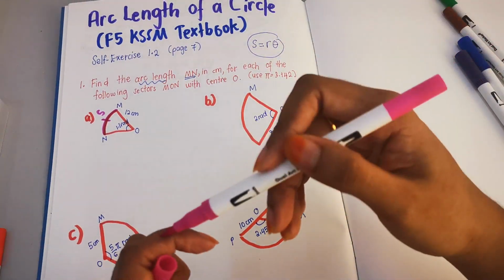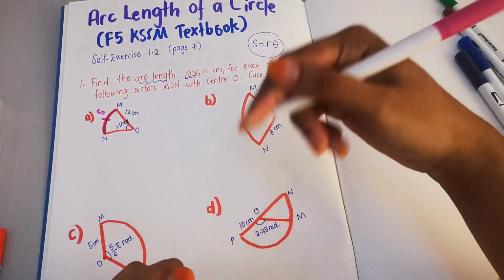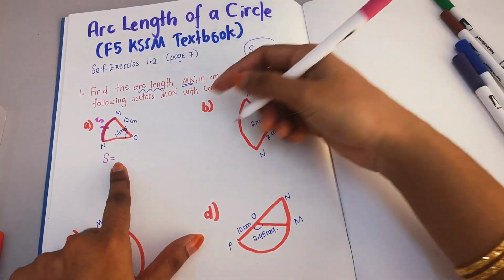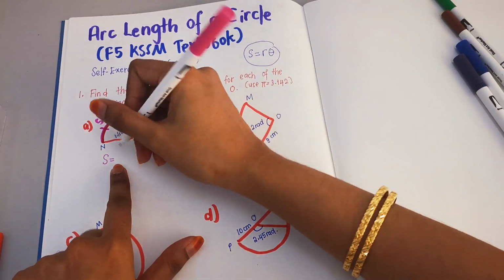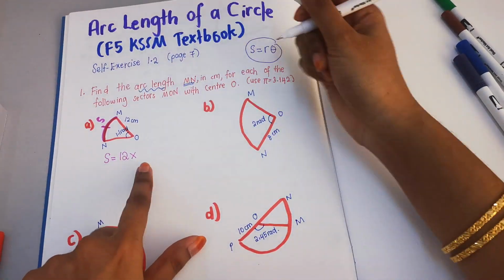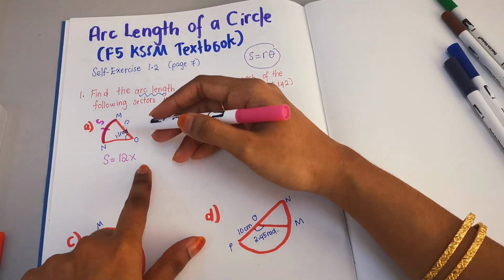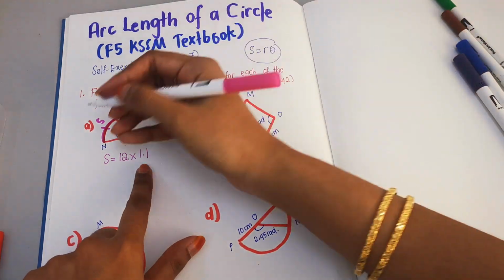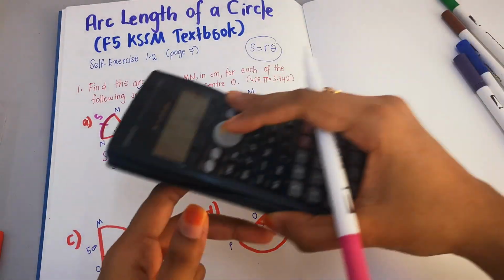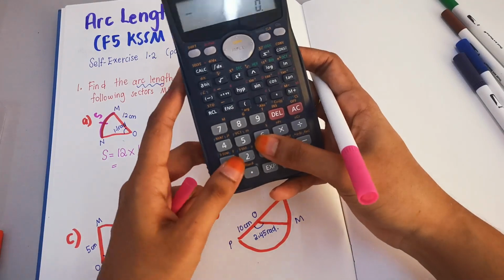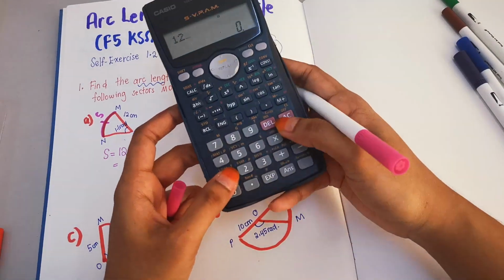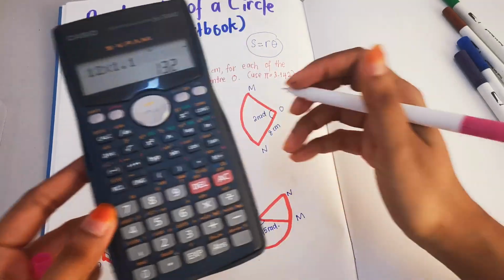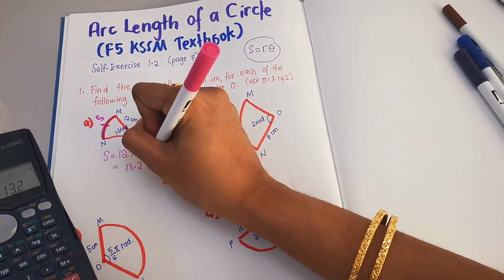This is the S. If I want to find the S, you just substitute into the formula. So S is R, the radius. What is the radius here? The radius is 12, times theta. Our theta is 1.1 radian. Since it's in radian, that is good, so you don't have to change. If it's in degree, then it will be good that you change to radian. So we take 12 times 1.1, and we get 13.2 centimeter.